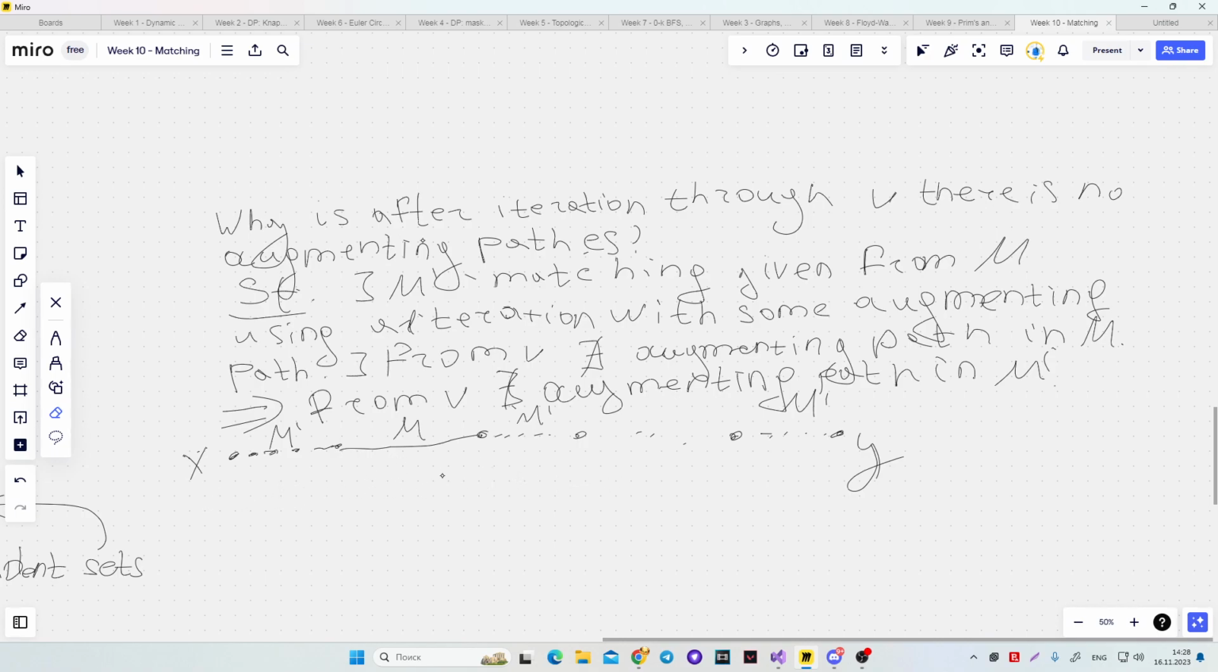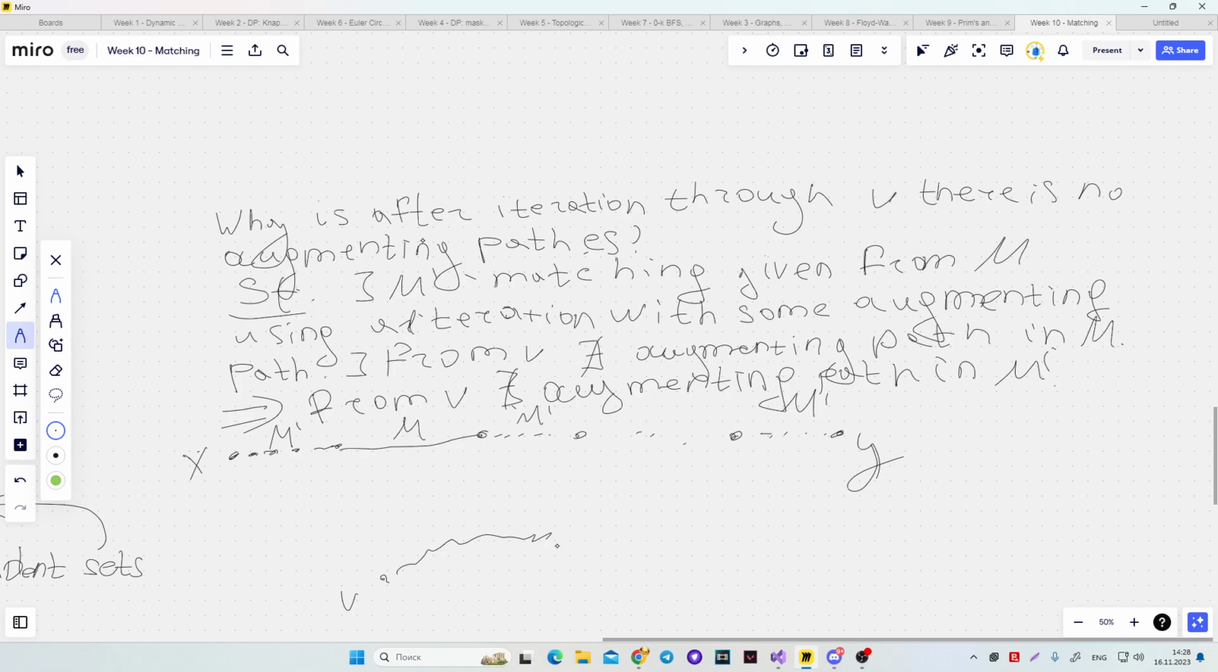So we consider counterfactual proofs. We consider that there's some augmented path in M. So this path can intersect with our M prime or not. We consider that this path doesn't intersect with our M prime.